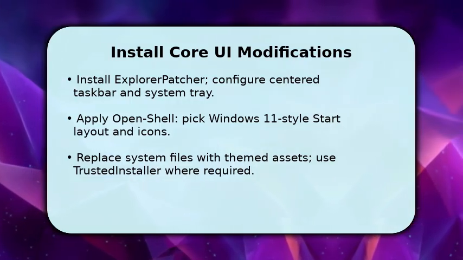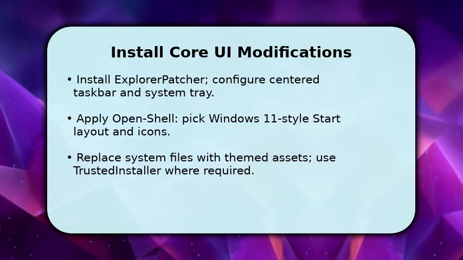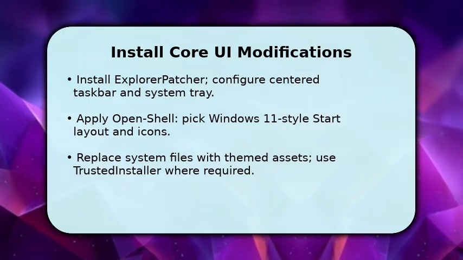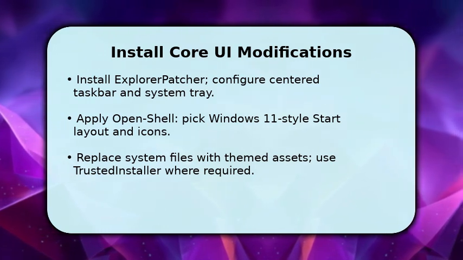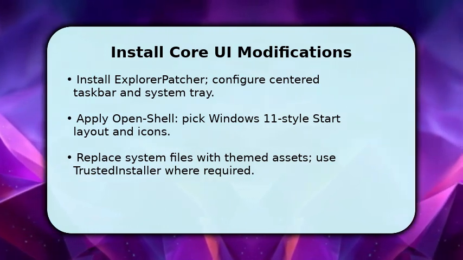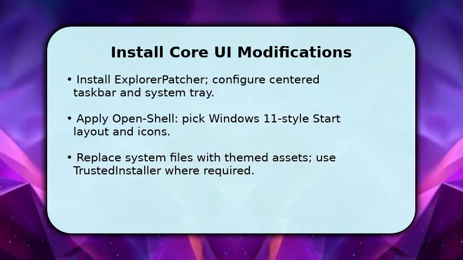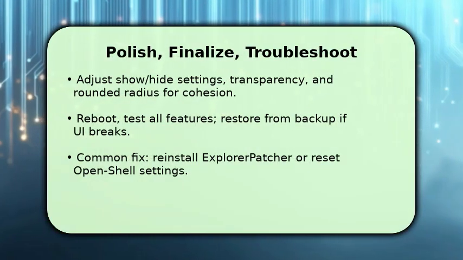After that, apply the rounded corners theme and replace shell assets carefully, using trusted installer privileges when necessary to avoid permission errors and preserve stability. You finish by polishing visuals and testing behavior across apps.